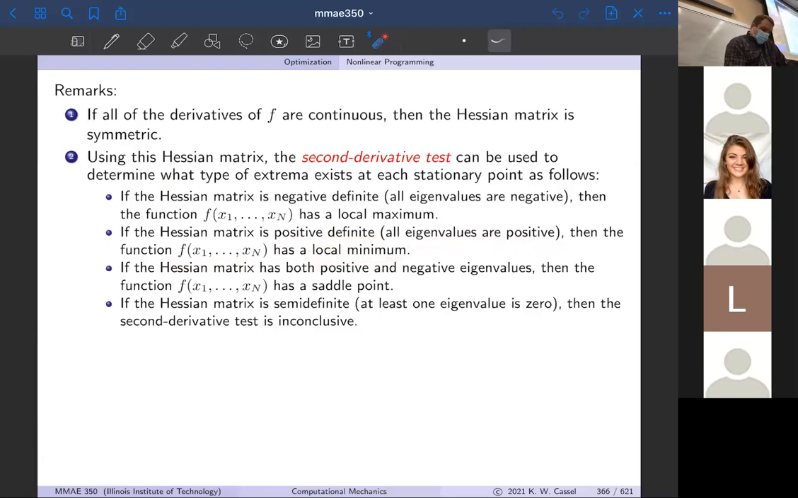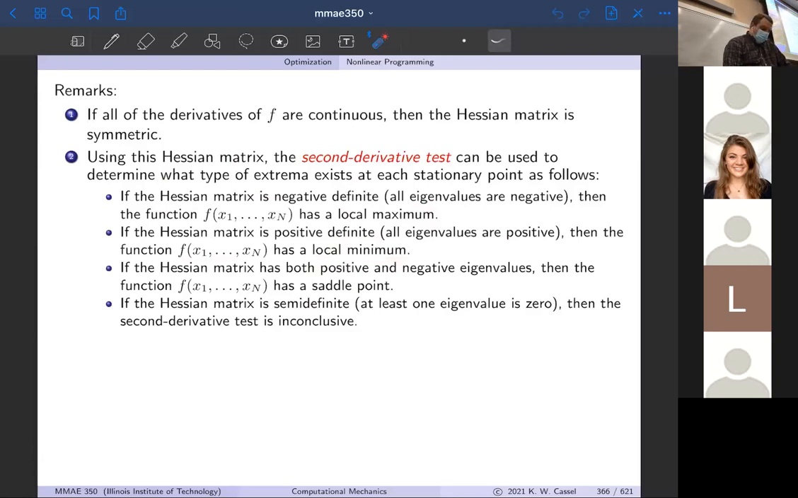Great. If we have both positive and negative eigenvalues, then we have what's called a saddle point. A saddle point is like a stationary point. Remember, in the 1D case, that was a flat spot in the curve that was neither a maximum nor a minimum. So it was a flat spot.